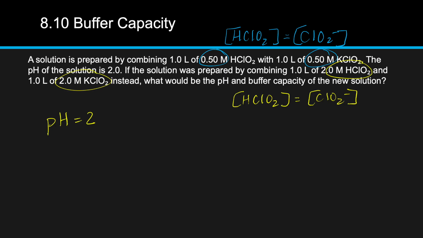And then for buffer capacity, obviously we are quadrupling our concentration of weak acid and conjugate base, which means we're going to have a much larger buffer capacity because we have a lot more of our weak acid and conjugate base.